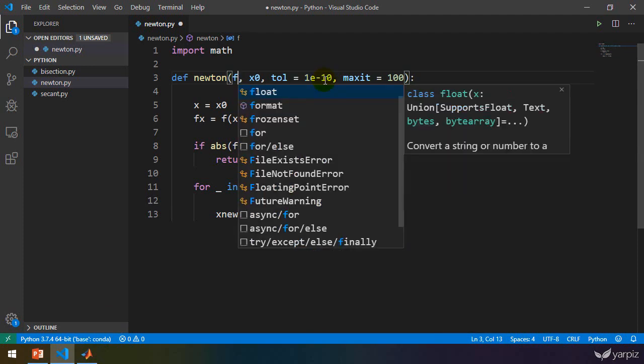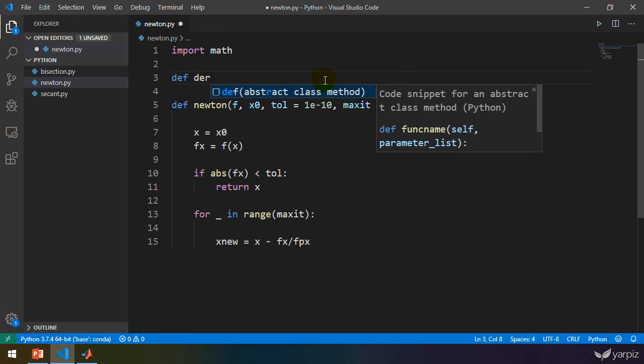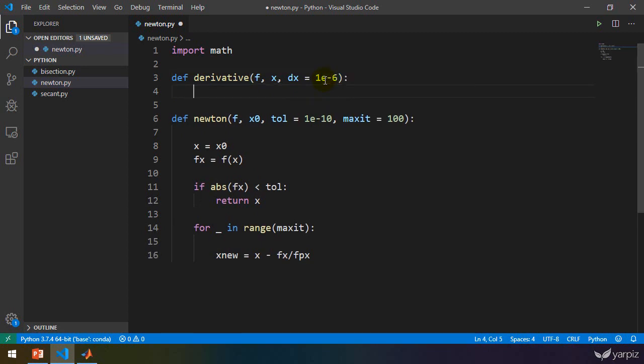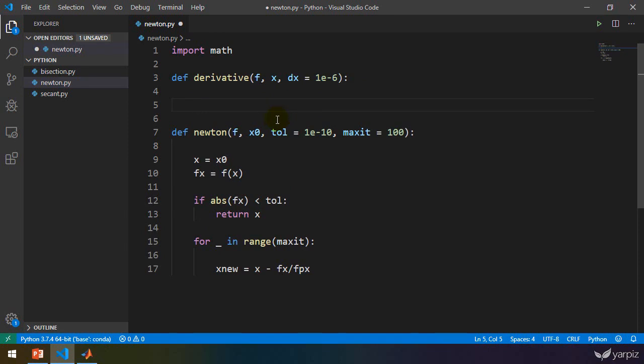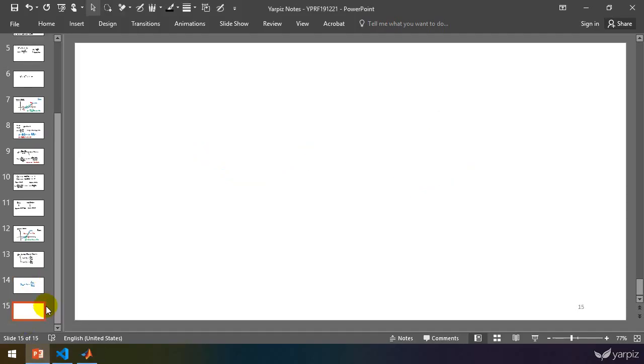I'm going to use that. So I'm going to define a function which calculates the derivative of a function at a given point with some delta x, difference of x, whose default value is 1e negative 6. It's a very small value. But let's have a look at the definition of function derivative here.